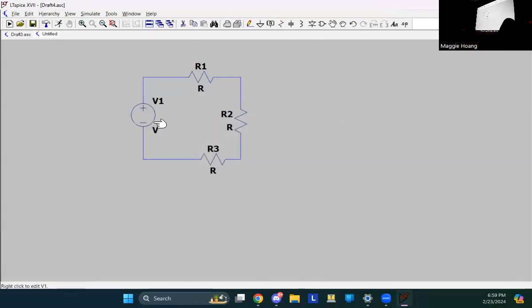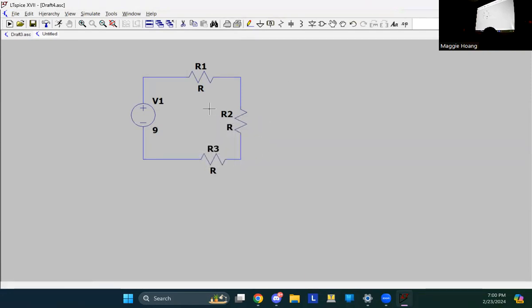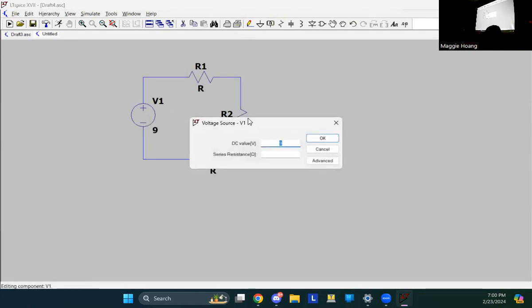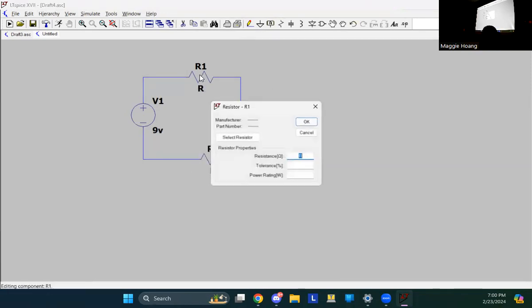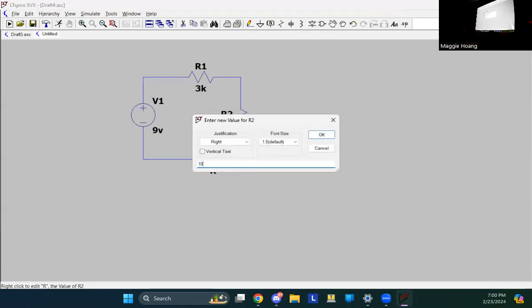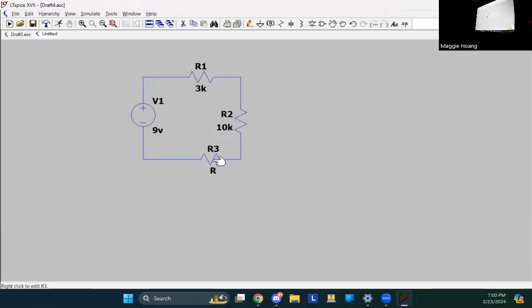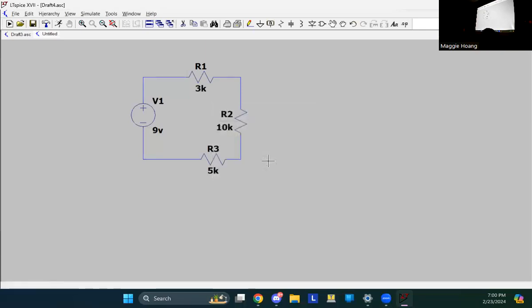So to change the value, we have 9 volts. You just right click on the component. DC value is 9 volts. And then same thing for the resistor value. I think it was 10K. And then over here it is 5K, right?